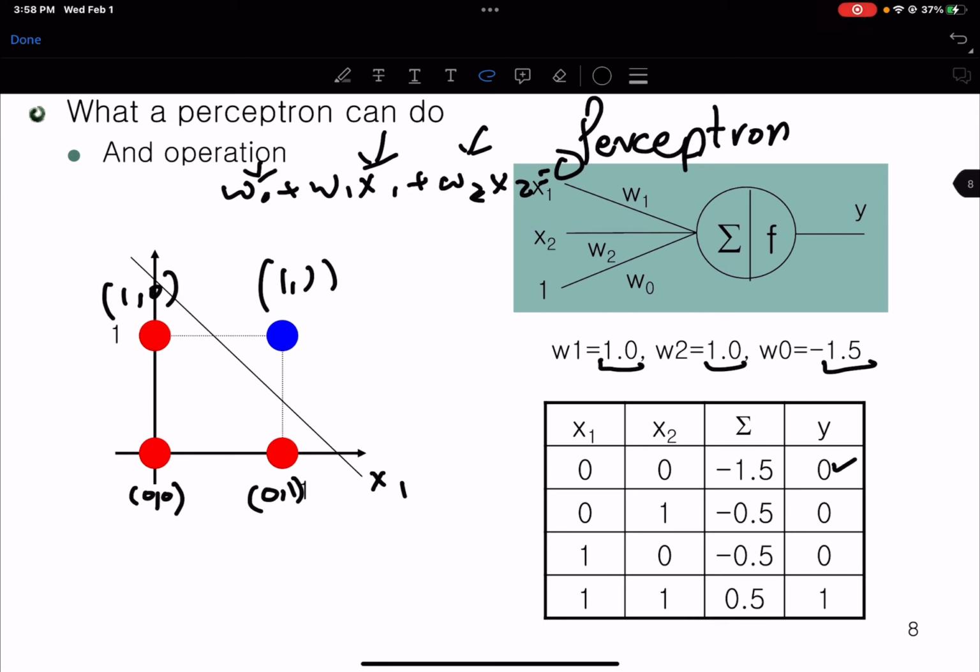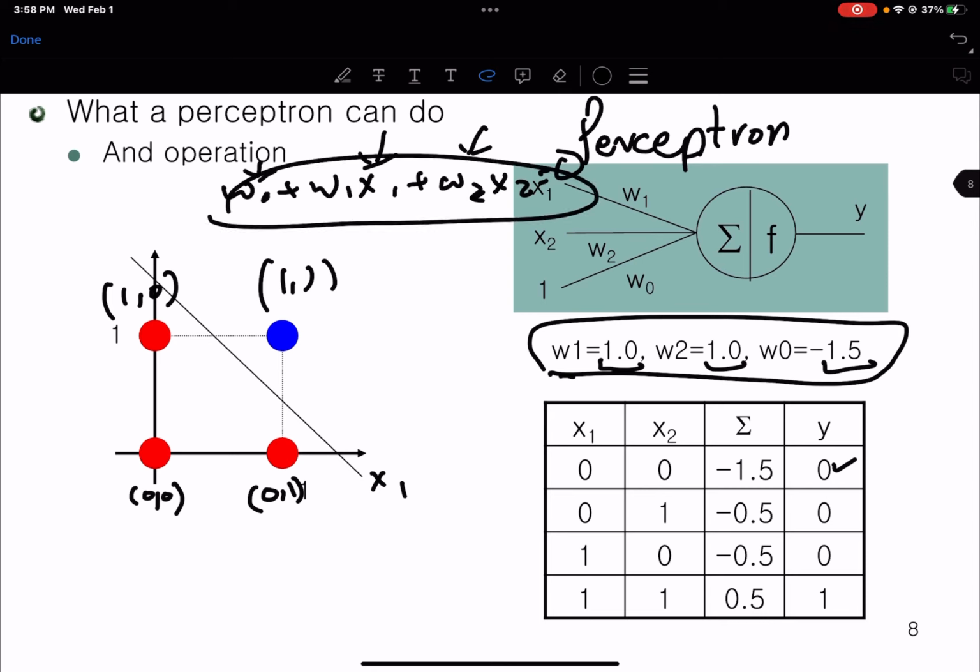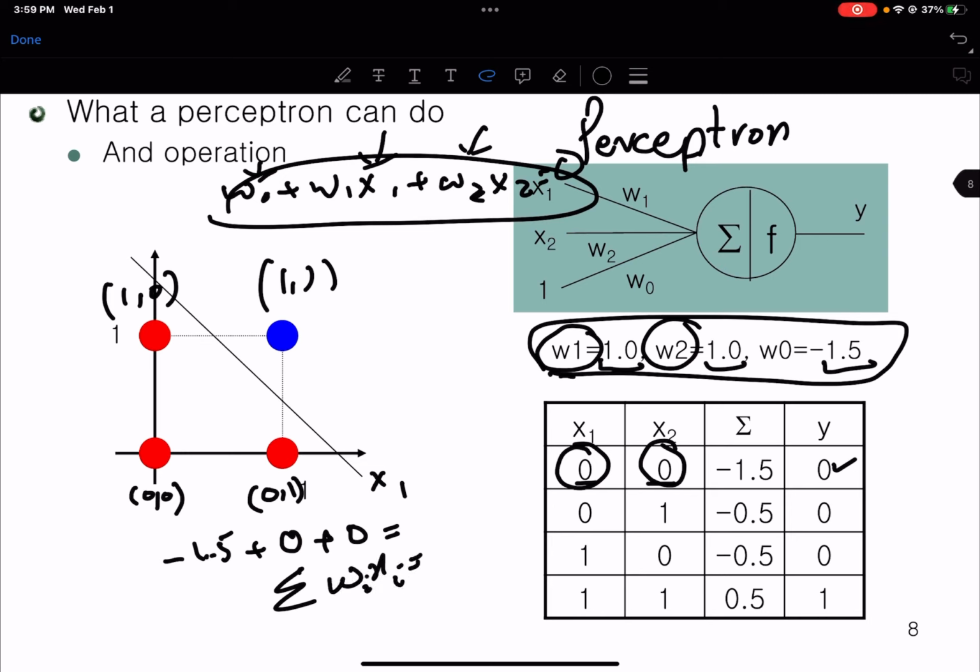So if I put the values of these W's into this equation, let's see, if x1 is 0 and x2 is 0 and W0 is minus 1.5 plus W1 into your x1, it will become 0. Then W2 into your x2, it will become 0. And what is the summation equal to? That is equal to minus 1.5, right? Summation.